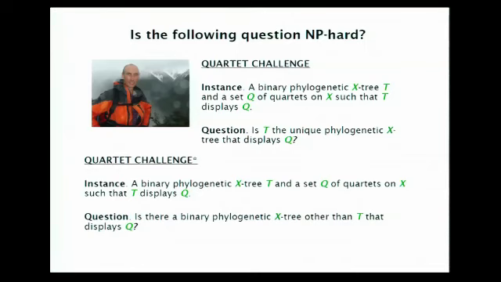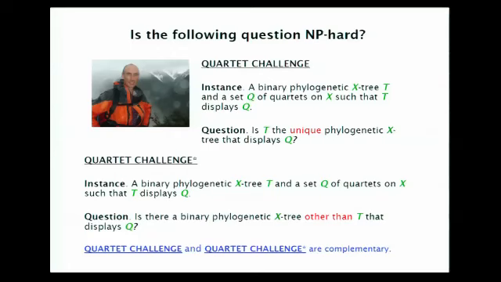The first thing we did is we rephrased it a little bit. Instead of asking, is T the unique tree, we are now asking, is there another tree than T? We call this challenge the Quartet challenge star for the rest of the talk. If you compare these two challenges, you can see that the Quartet challenge and the Quartet challenge star are complementary to each other. Meaning that if the answer to the Quartet challenge is yes, then the answer is no to the Quartet challenge star. If T is the unique tree, then there is no other tree.